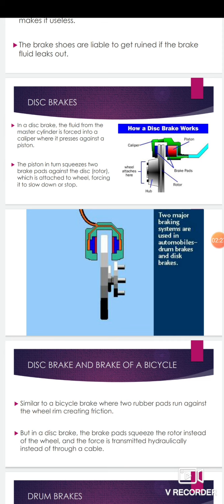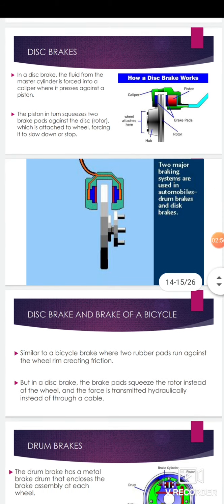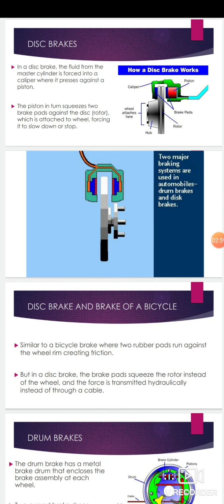The piston in turn squeezes two brake pads against the disc rotor, which is attached to the wheel, forcing it to slow down or stop. When the brake pedal force is applied, this force is transmitted with the help of fluid and wheel piston to the rotors, and it stops. Basically, it is used in cars and bikes to stop the wheels.